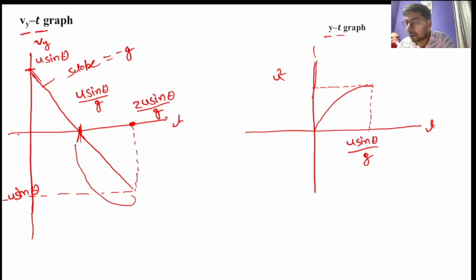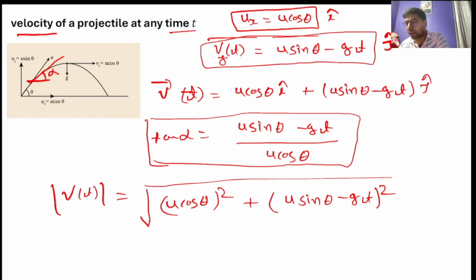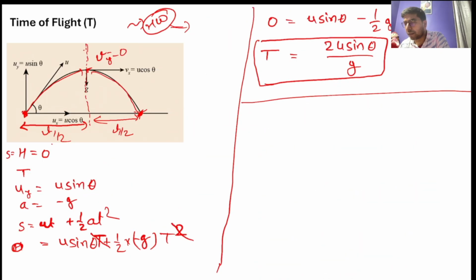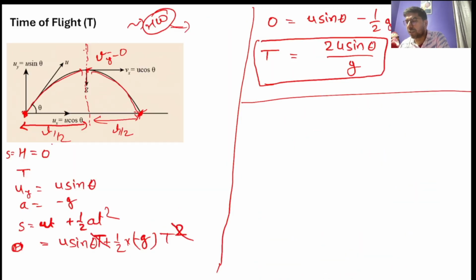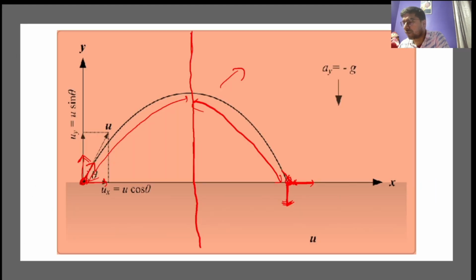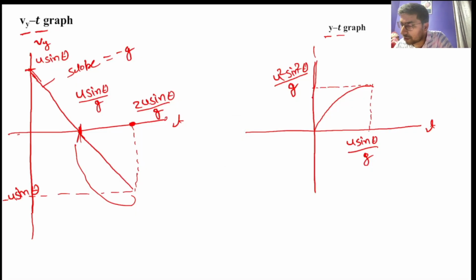U square sine square theta by g. Clear? See, maximum height is how much? Already we calculated: u square sine square theta by 2g. Sorry, yes, it will be 2g. U square sine square theta by 2g, right?